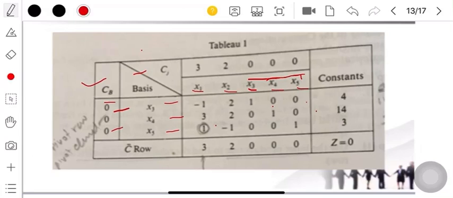So what we need to do is calculate, multiply this by this, this by this. So we have to find minus 1 into 0, 3 into 0 plus 1 into 0, 0, and subtract this from C. So 3 minus 0, 3, 2 minus 0, 2, 0, 0, 0. Now this is a maximization problem, so all the values should be negative. So we will select the most positive value. So we have selected this as the key column, meaning the variable x1 will be the entering variable.